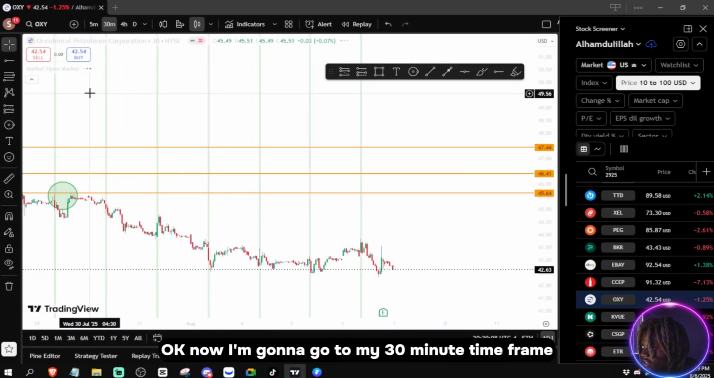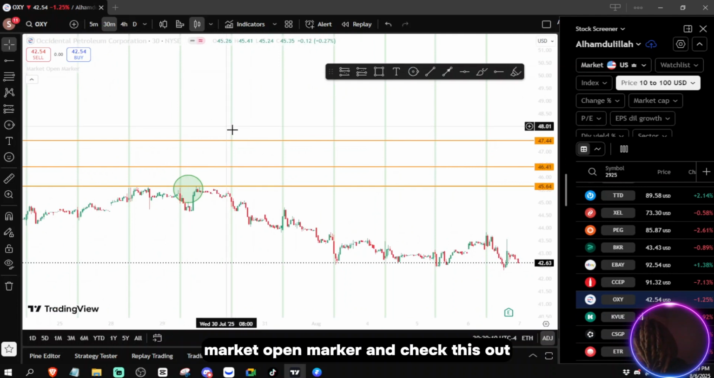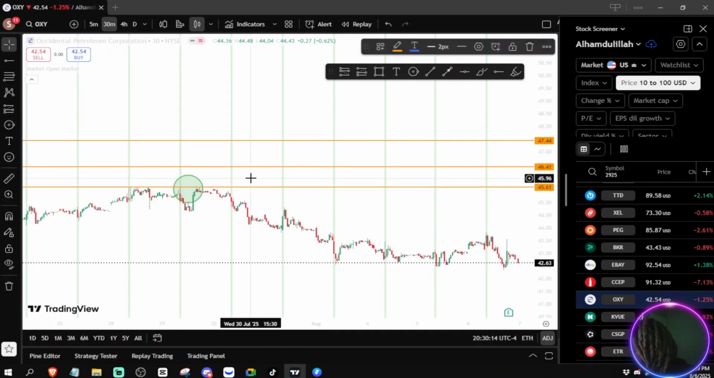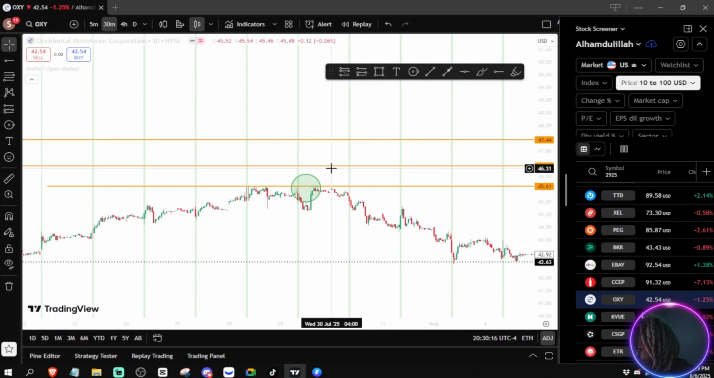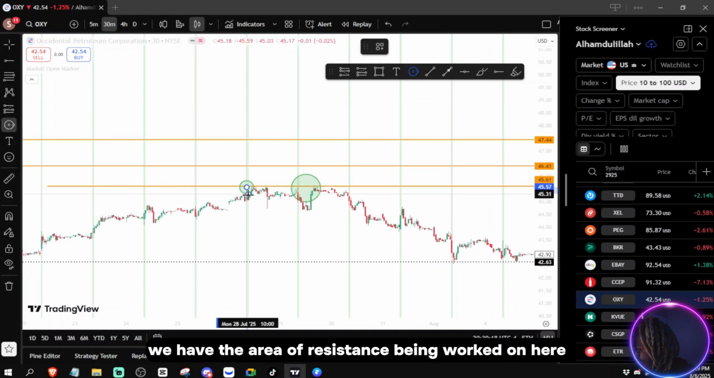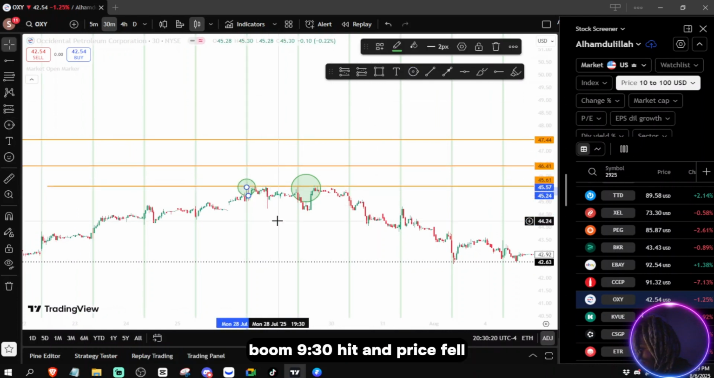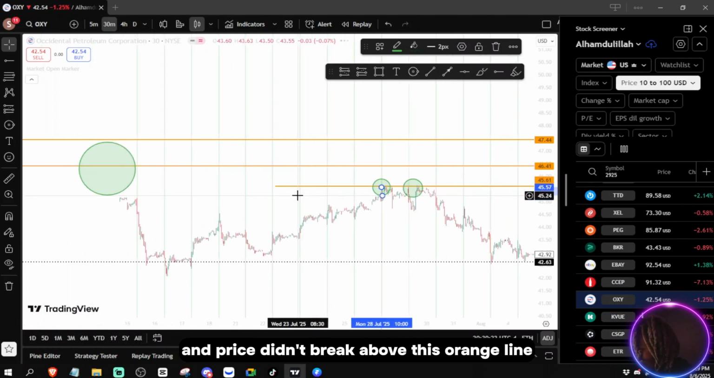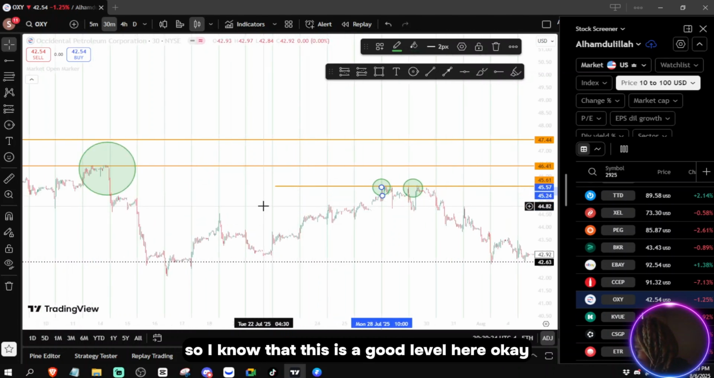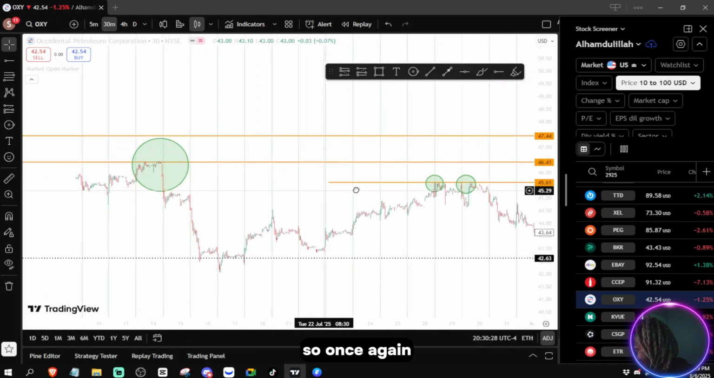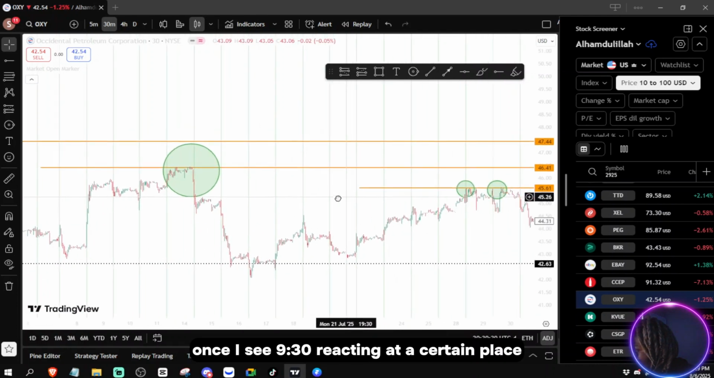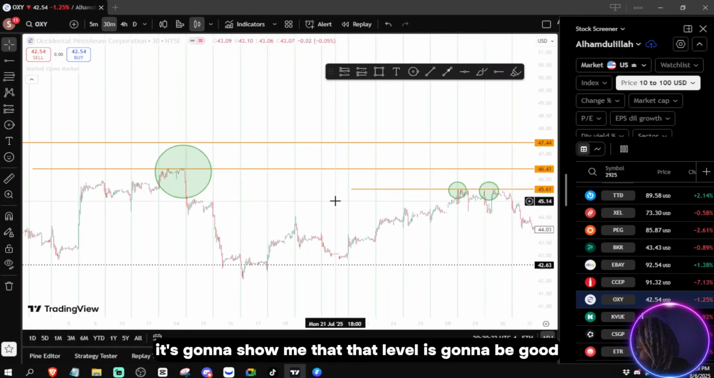Okay, now I'm going to go to my 30-minute time frame, market open marker, and check this out. So 9:30 hit, and we have the area of resistance being worked on here. Boom, 9:30 hit and price fell, and price didn't break above this orange line. So I know that this is a good level here. Once again, once I see 9:30 reacting at a certain place, it's going to show me that level is going to be good.